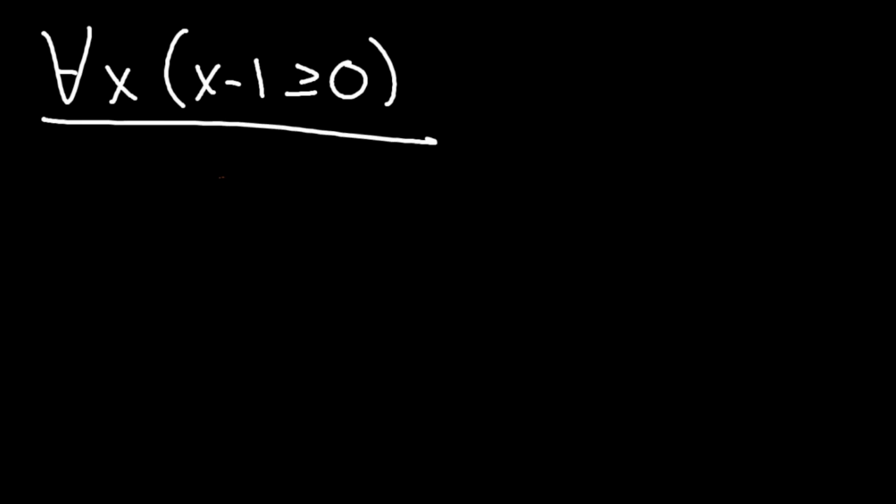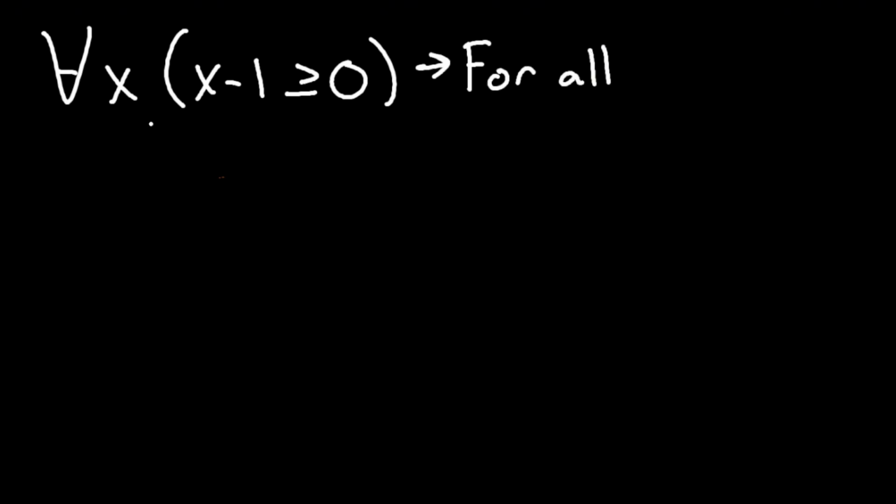Let's take a look at this statement right here. Remember what this symbol stands for? It stands for all. So we write this in sentence form. It might help you interpret this a little better. Basically, for all x, x minus 1 is greater than or equal to 0. Now let's take a look at this statement with different domains.